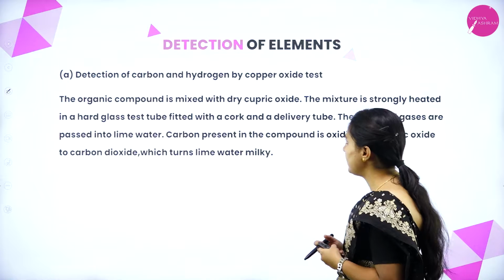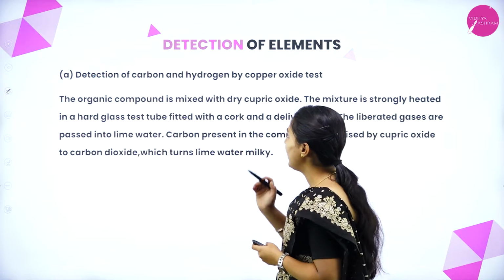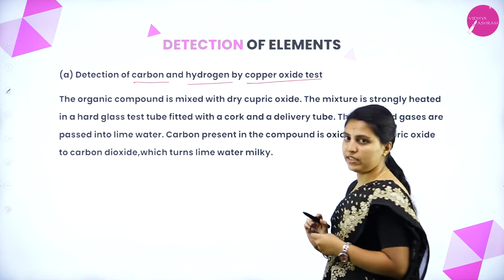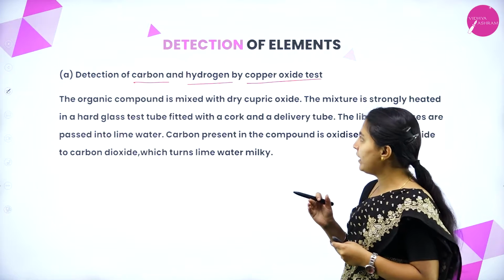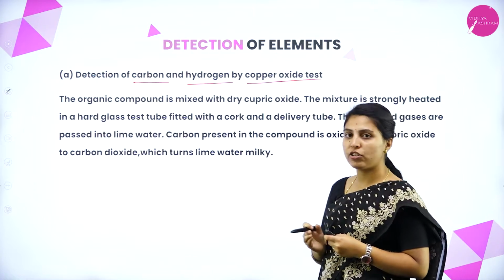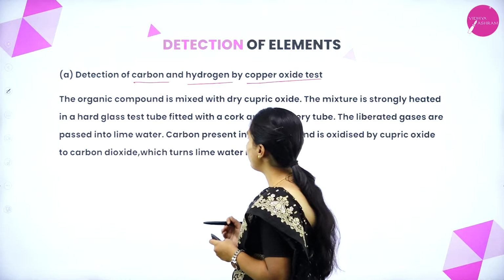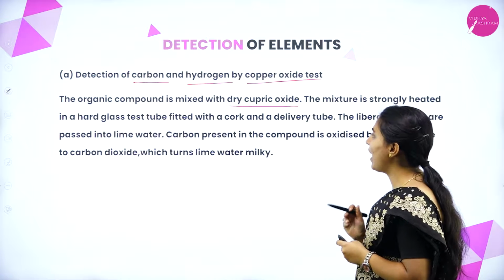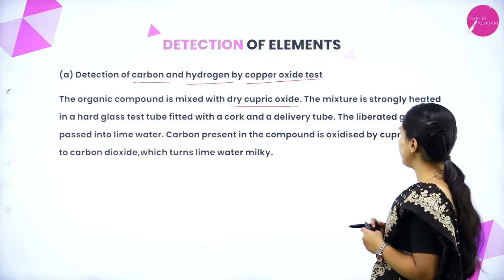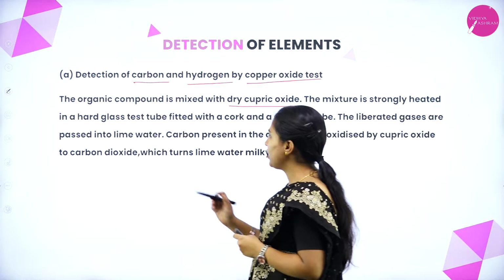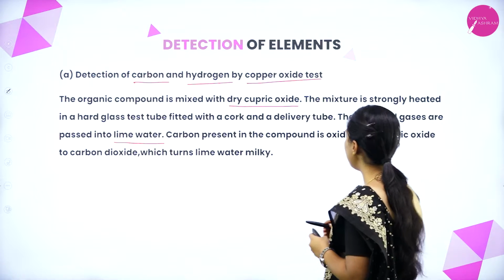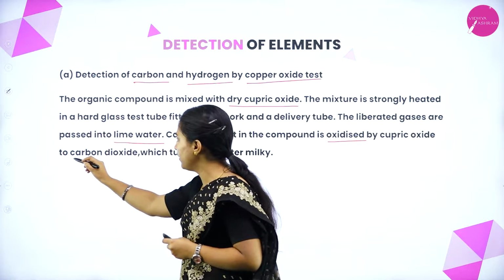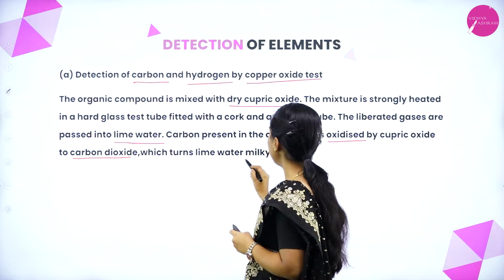Next is detection of elements. First one, detection of carbon and hydrogen by the copper oxide test. By using copper oxide, we will detect whether carbon and hydrogen are present or not. The organic compound is mixed with dry cupric oxide. The mixture is strongly heated in a hard glass tube fitted with a cork and a delivery tube. The liberated gases are passed into lime water. Carbon present in the compound is oxidized by cupric oxide to carbon dioxide, which turns lime water milky.